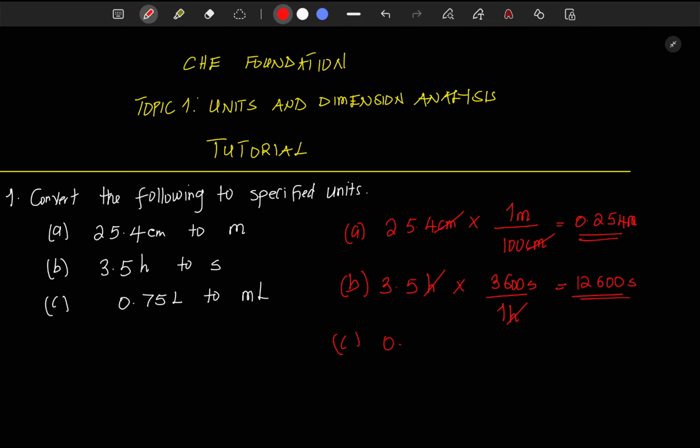Our next one is C. 0.75 liters. So we need to have a liter below here. All right. So 1 liter is equal to how many mils? 1,000 mils make a liter. So this liter and that liter are gone. If we multiply this one by 1,000, we end up having 750 mils.